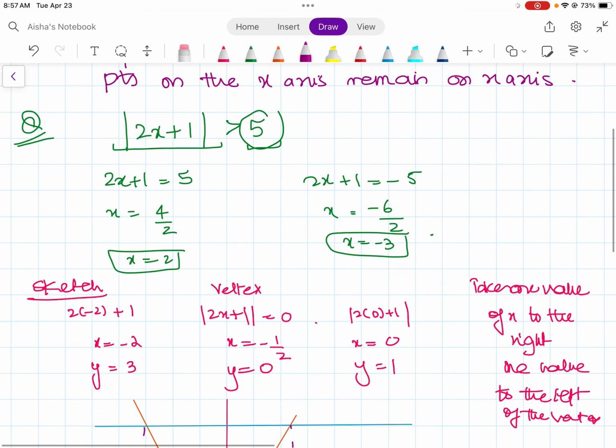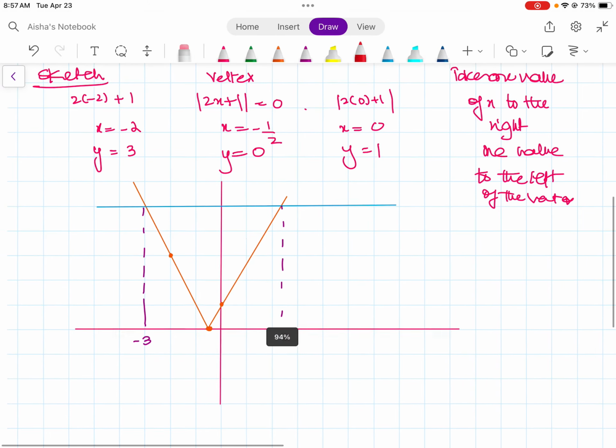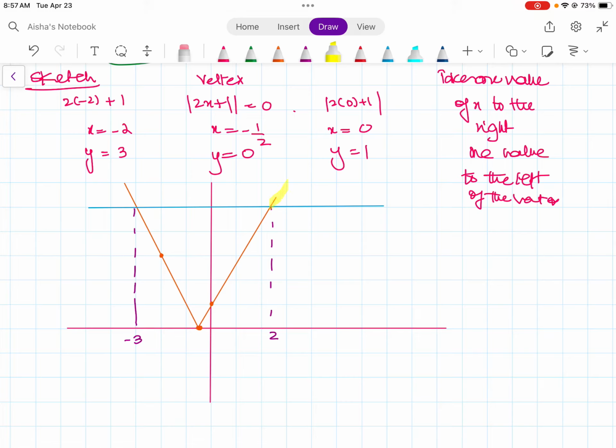Alright, now what is the meaning of greater than 5? It means the graph of this should be above the graph of y equals 5. When does that happen? That happens in this region. The modulus graph is above the blue line. So the final answer is going to be x is greater than 2 and x is less than minus 3.